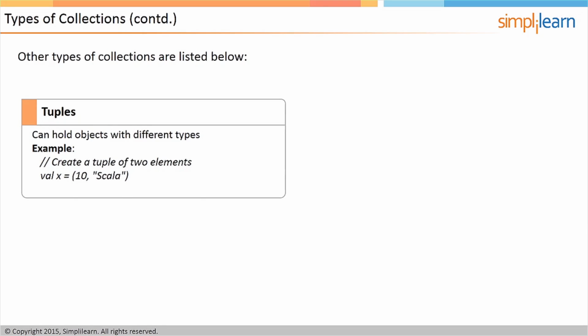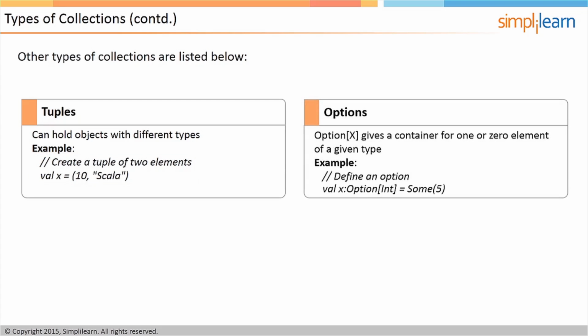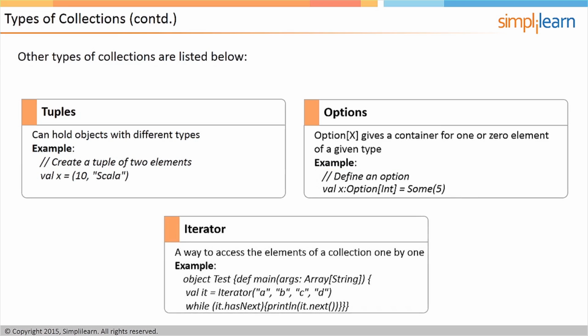Scala tuples can hold objects with different types, like an array or a list. An example of the same is given. In Scala options, option X gives a container for 1 or 0 element of a given type. Consider the given example. The most direct method to diagnose all the elements that are returned by an iterator is by using a while loop, as explained through the given example.